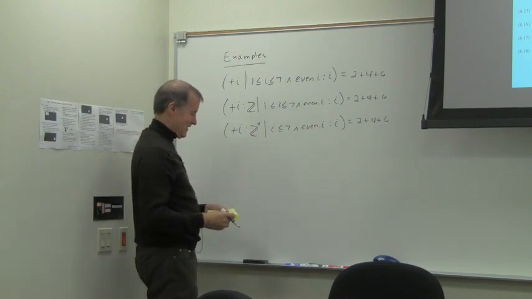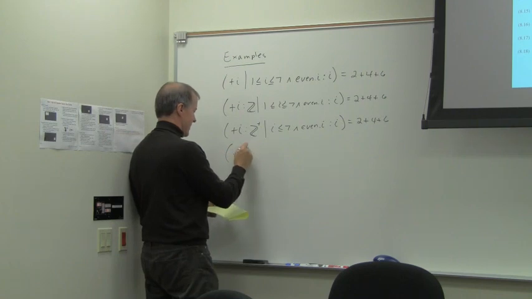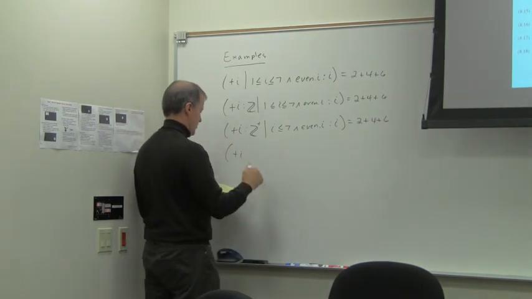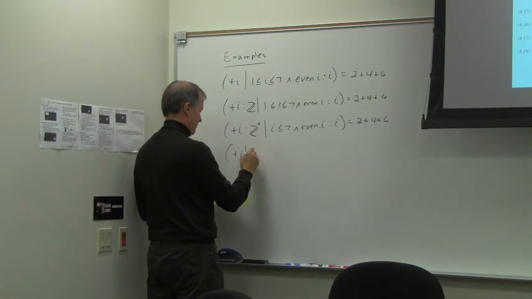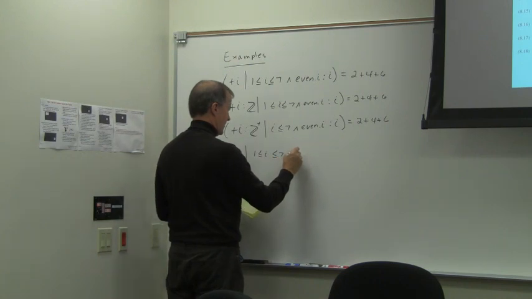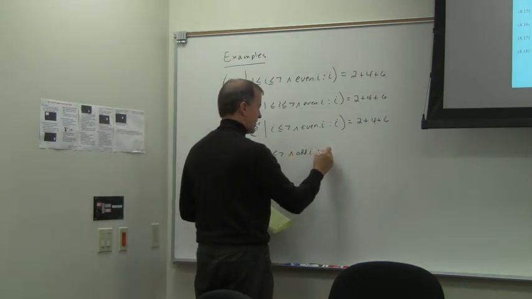Okay. All right. So, Kyle, how about this? Plus I, range 1 less than or equal to I less than or equal to 7 and odd I, body 2 times I.